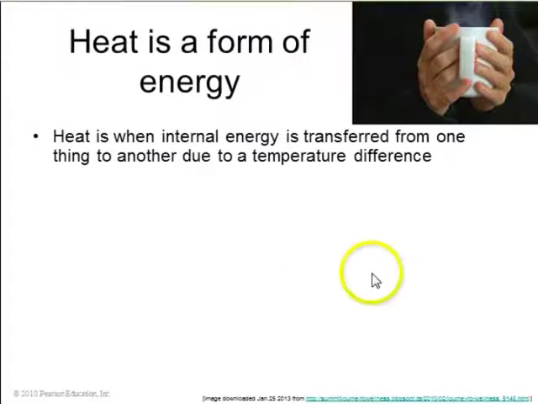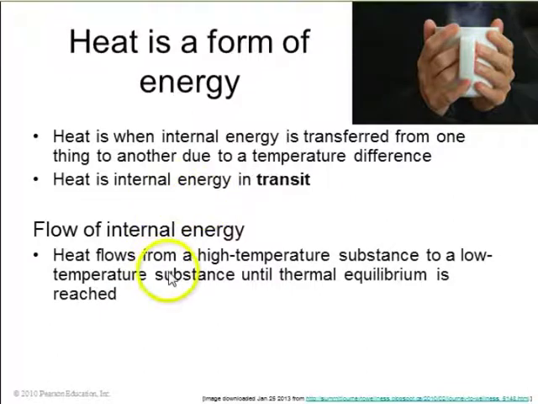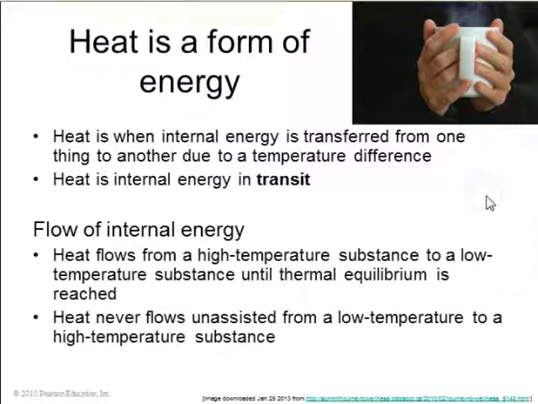Heat. Heat is a form of energy that is transferred from one thing to another due to a temperature difference. It's energy in transit. And heat naturally flows from high temperature objects to low temperature objects. So for example, this coffee is high temperature and the hands around it are lower temperature, so heat will naturally flow out of the coffee and into the hands. And heat can never flow unassisted from a low temperature to a higher temperature object.